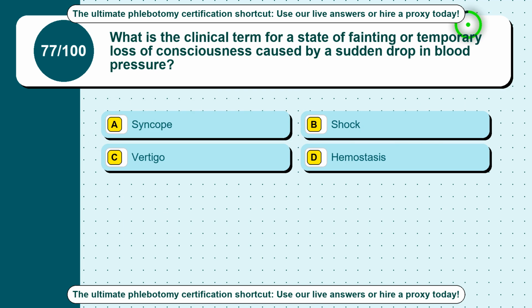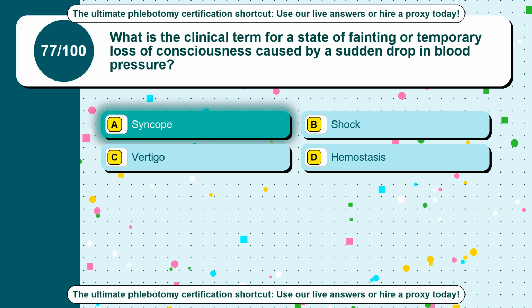Question 77. What is the clinical term for a state of fainting or temporary loss of consciousness caused by a sudden drop in blood pressure? Option A, syncope. Option B, shock. Option C, vertigo. Option D, hemostasis. The correct answer is option A, syncope.